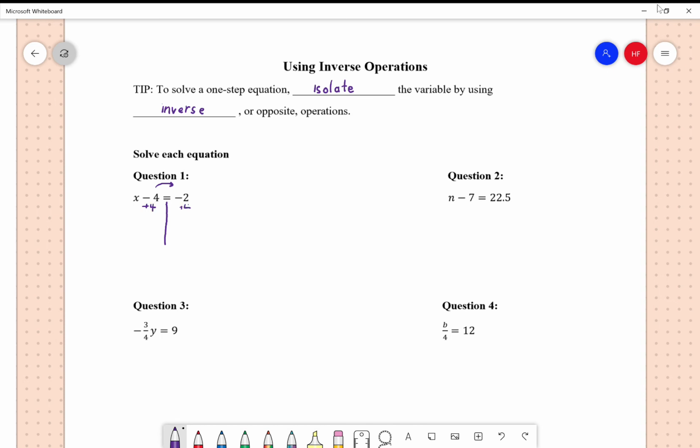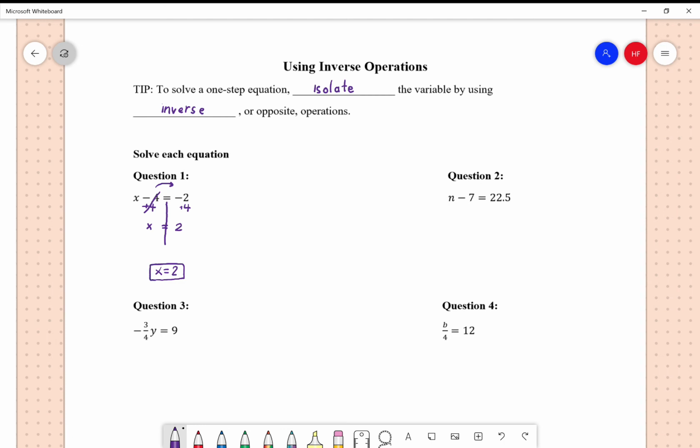But whatever I do on the left, I have to do on the right as well. So these two cancel. -4 plus 4 is 0. X is still left on this side. -2 plus 4 is 2. So then x equals 2.